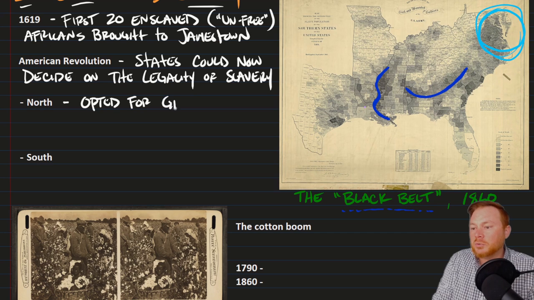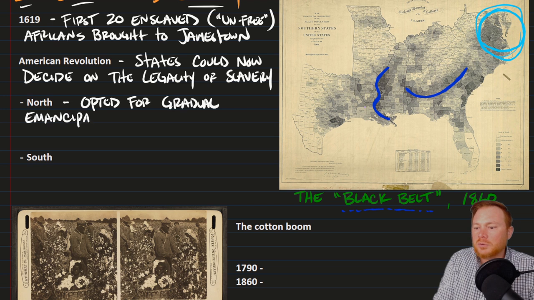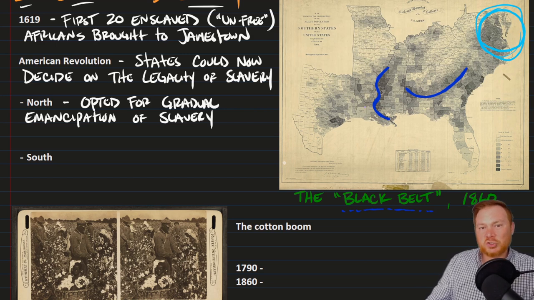opted for gradual emancipation of slavery. So in these northern states, slavery did exist at the time of the American Revolution. And so, as a way to appease enslavers and guarantee them their property for the time being, slavery would exist in the short term, but in the long term, it would eventually go away. And more or less every single state above Pennsylvania opted for gradual emancipation.